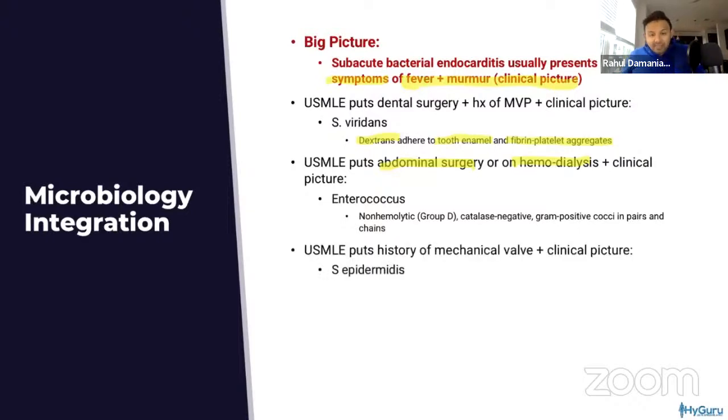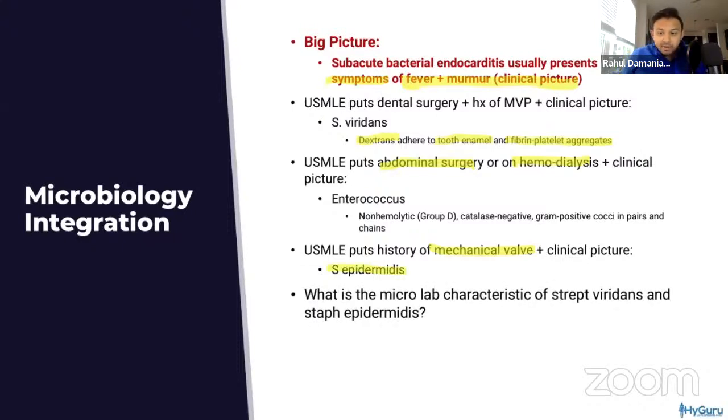What about if they have a history of a mechanical valve? Remember that mechanical valves are going to have metal on them. And so maybe they have metal or plastic or some sort of synthetic material, and the patient gets fever plus a murmur, you're going to be thinking about staph epidermidis, very high yield for us to know.